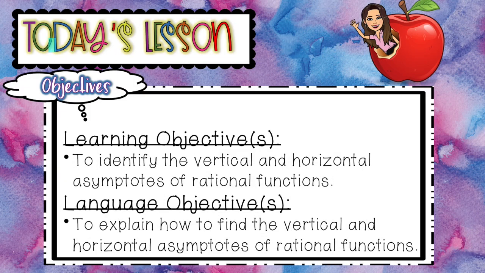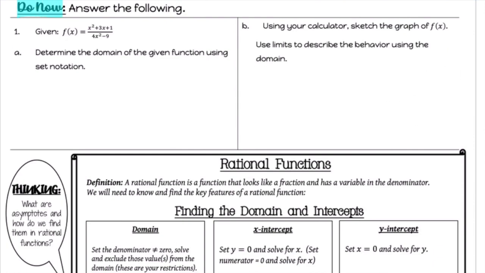Take a look at today's lesson. Today we will identify the vertical and horizontal asymptotes of rational functions, and we will be able to explain how to find the vertical and horizontal asymptotes of rational functions. So let's take a look at today's lesson. Let's take a look at today's do now.